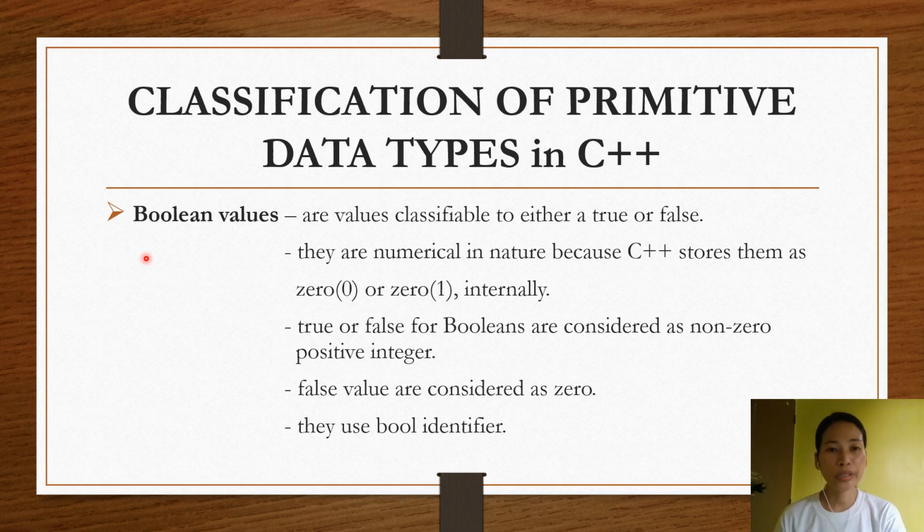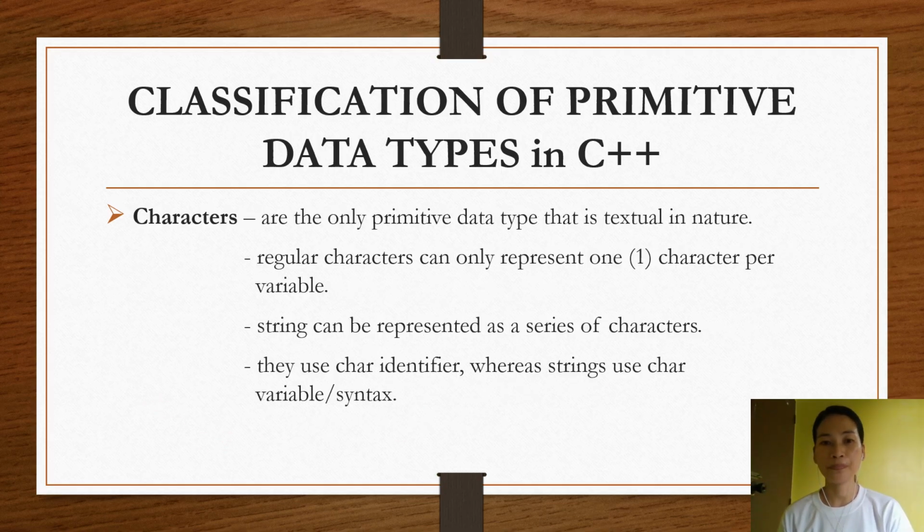Next one is the Boolean values. They are values classifiable to either true or false. They are numerical in nature because C++ stores them as 0 or 1 internally. True for Booleans is considered as a non-zero positive integer. False value is considered as 0. They use the bool identifier.